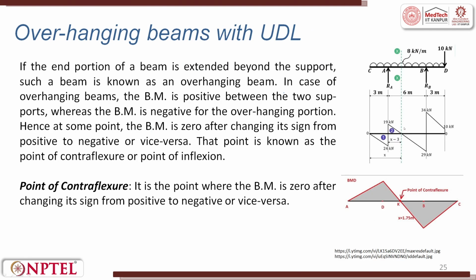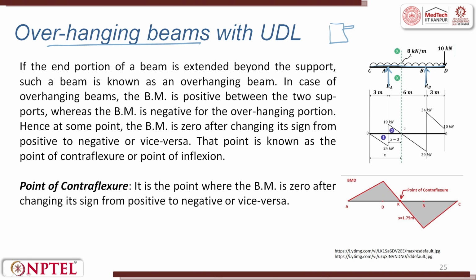Now, let us move to another interesting problem where there is an overhanging beam with UDL. You see here these are the two supports and you have a beam which is running, and it can have an overhang. For example, if you have a building and then you have a sunshade, there is an overhanging structure, right. Similar to that, you will have a beam which is overhanging the support and it carries a UDL.